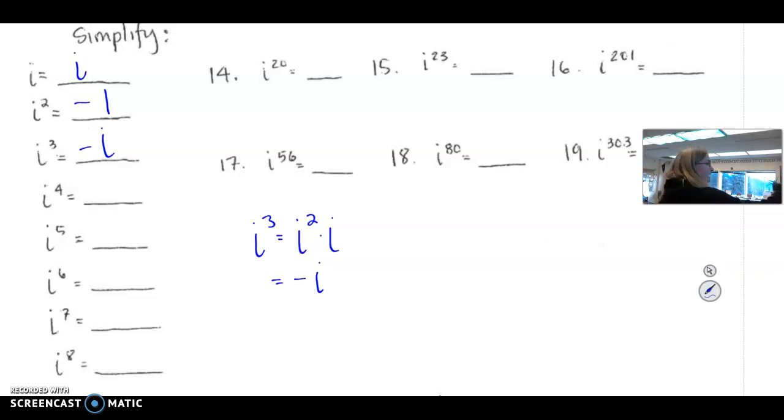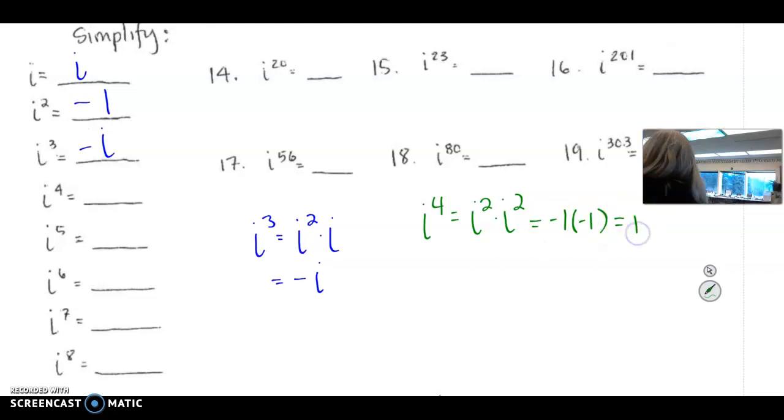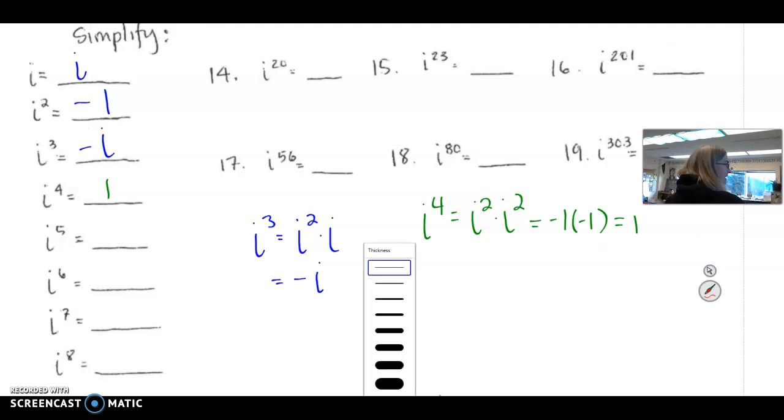What about i to the 4th? Well, i to the 4th I can say is equal to i squared times i squared, which is just 1, because this is a -1 times a -1, and a negative times a negative makes it a +1. Does that mean that all odd numbers? Tell me when you get the pattern, okay? I can tell you're already on track on figuring out how this is going to work.